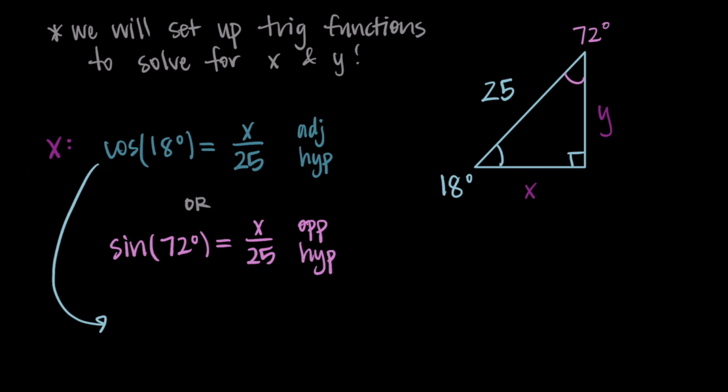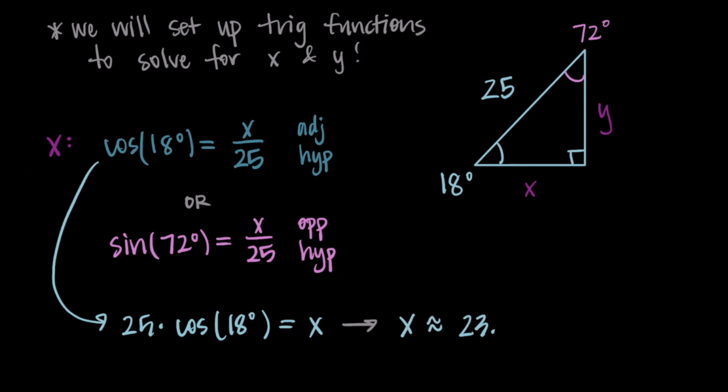Now to solve for x using cosine of 18 degrees equals x over 25, I'm going to multiply 25 over to the other side. And so I have that x is equal to 25 times cosine of 18 degrees, which if I use my calculator is approximately 23.78. So my side length, that is the x, is 23.78.